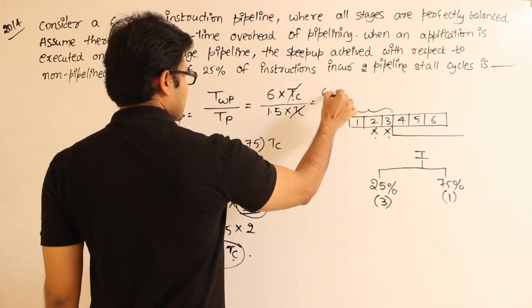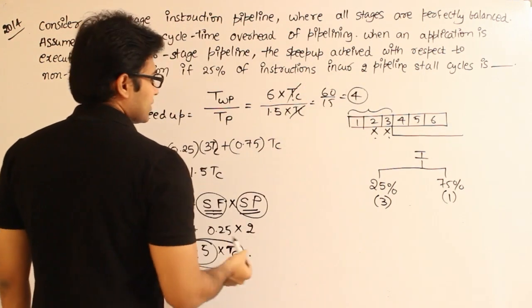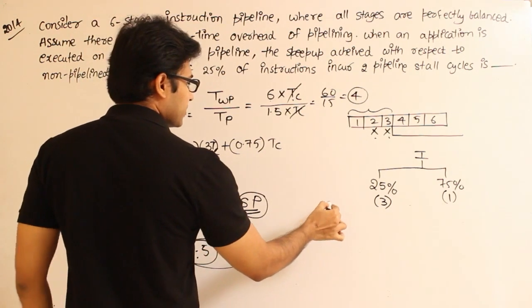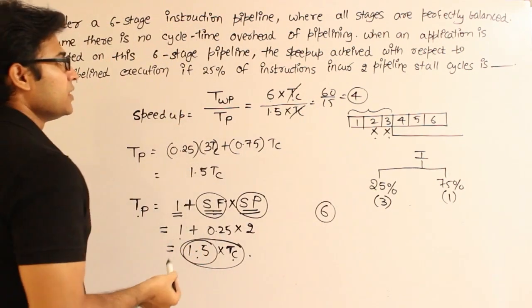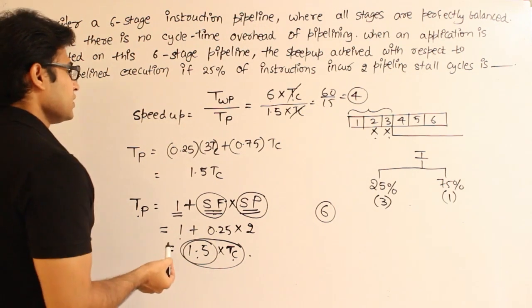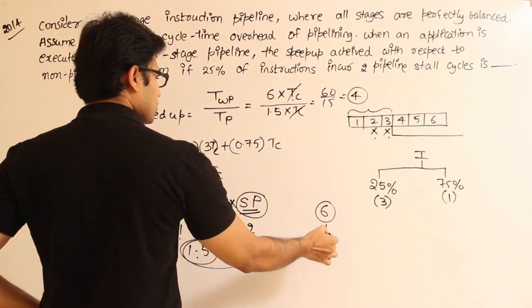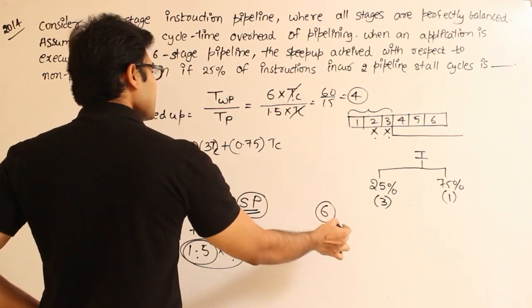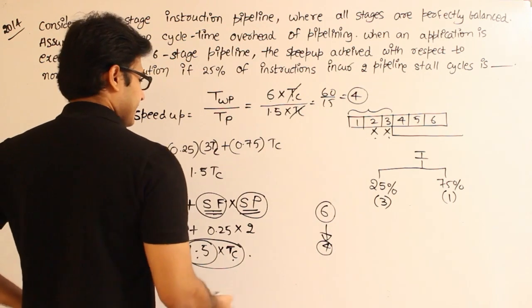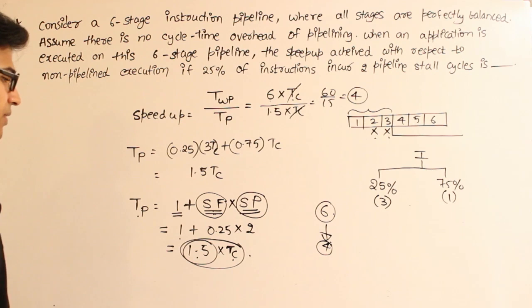So it is going to be 6 divided by 1.5. So 4 is the speed up. Generally in a 6-stage pipeline, the speed up has to be 6, isn't it? But because of these extra stalls, the speed up has dropped from 6 to 4. The speed up will never be more than 6. It will definitely be less than 6, because in a 6-stage pipeline the maximum speed up we might get is 6. But because of these stalls, it is going to decrease.